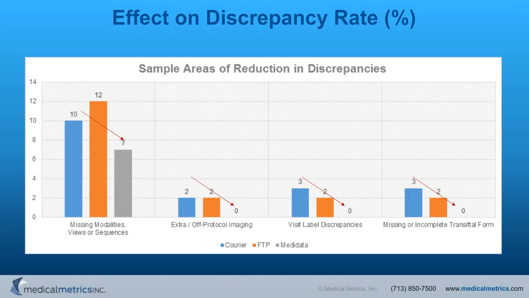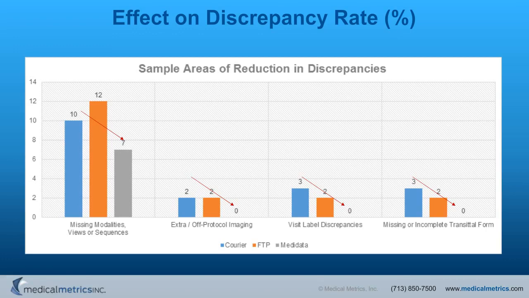For Courier and FTP shipping, 10 to 12% of discrepancies are due to missing images, and this has been reduced to 7% for Medidata. Some of this 7% is because the images were never taken by the site, so we shouldn't necessarily expect the rate to fall to 0 with the use of Medidata. There's always going to be some number of missing images because those images were never taken.